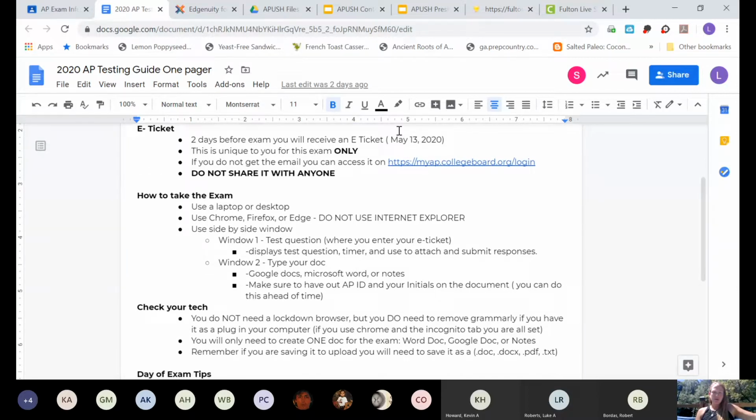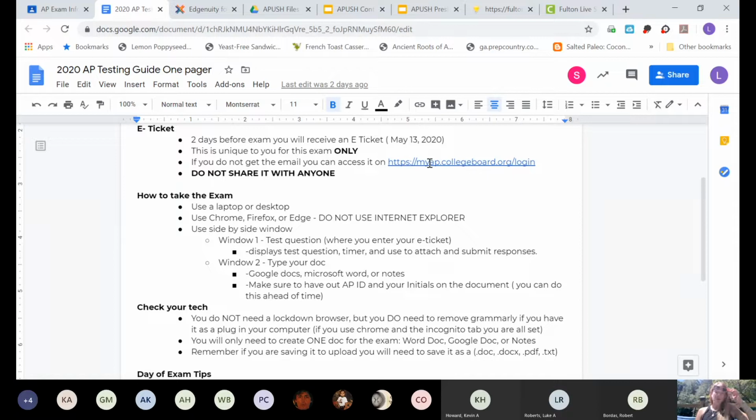You're also going to be getting your e-ticket on the 13th of May. They will send this to you via email. They might also text it to you if you followed my instructions to put your cell phone number in there. And so they will send you this information, your ticket to get into the AP exam. If you don't get that email, don't freak out. It is also on your College Board account. You just have to follow that link and then you can access your individual ticket, and you need to make sure that you have that. Don't share your code with anybody. It is just for you to access your AP exam.